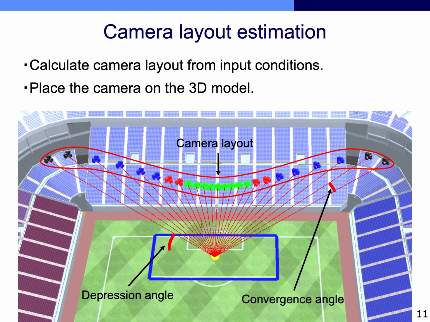After entering the conditions, the camera placement will be shown on the 3D model. The recommended camera placement is displayed by placing camera icons on the 3D model in this way. Each camera is positioned so that the depression angle of all cameras and the convergence angle between the cameras are constant. From the shooting point, the vectors are extended to each camera one by one.